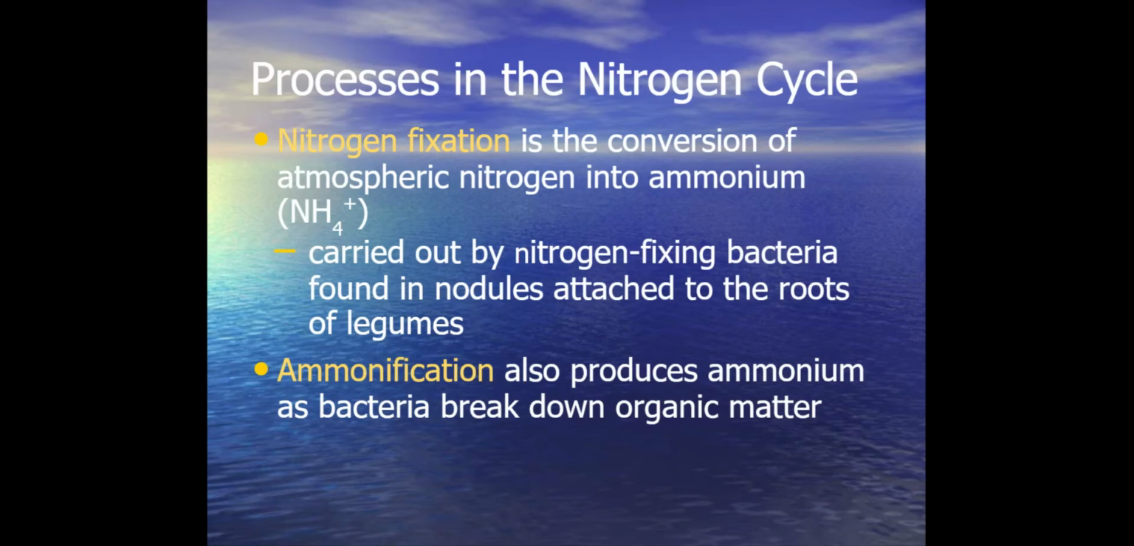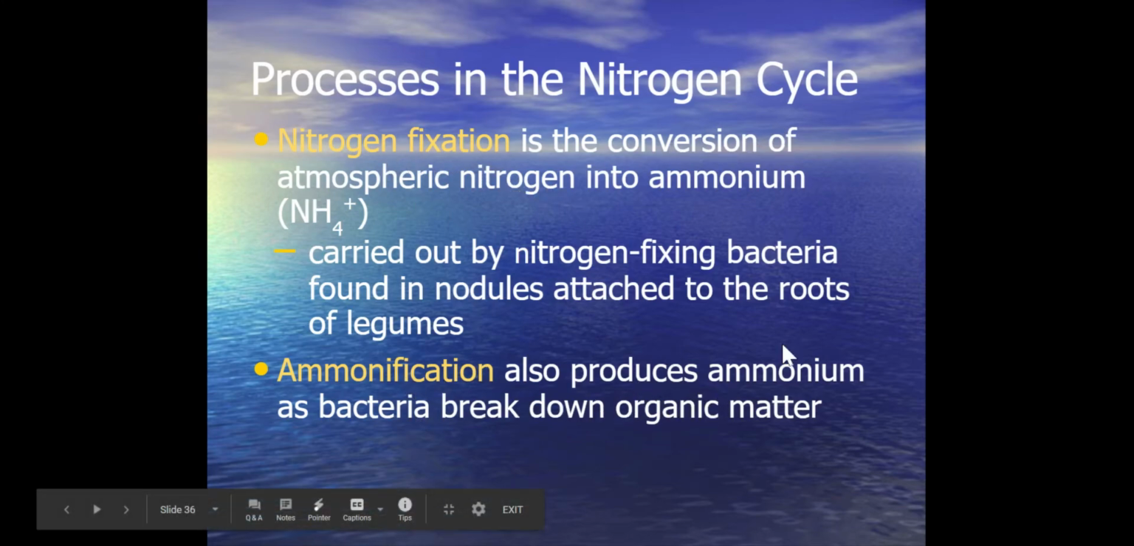Nitrogen fixation is the conversion of atmospheric nitrogen into ammonium, so it's NH4. Nitrogen fixing bacteria are responsible for this, and we find them in nodules that are attached to the roots of legumes. Those are different types of plants that we'll look at on one of the upcoming slides. Ammonification also produces ammonium as bacteria break down organic matter. So with this one, we have the nitrogen fixation from atmospheric nitrogen into ammonium, whereas we have breakdown of organic matter into ammonium.